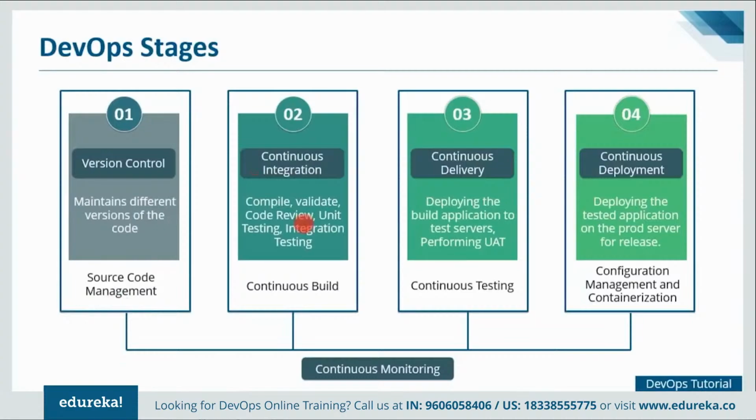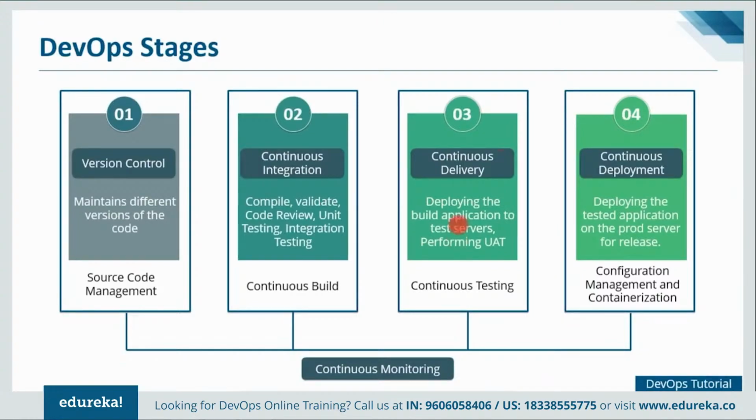Then comes continuous integration. Here, continuous integration tools like Jenkins continuously build your application. When I say build, it includes compile, validate, code review, unit testing, integration testing, and even packaging your application. That comes under continuous integration, continuously building your application. Once the build is done, you then deploy it onto the test servers for end user testing or user acceptance testing, where you use tools like Selenium. That is called continuous delivery. Now till here, any questions, Ajay? I hope I'm clear. All right, Ajay is fine with it.